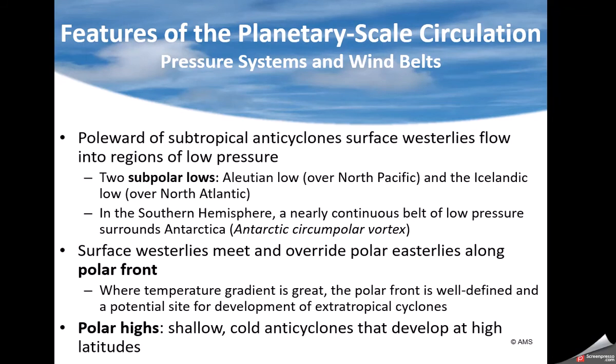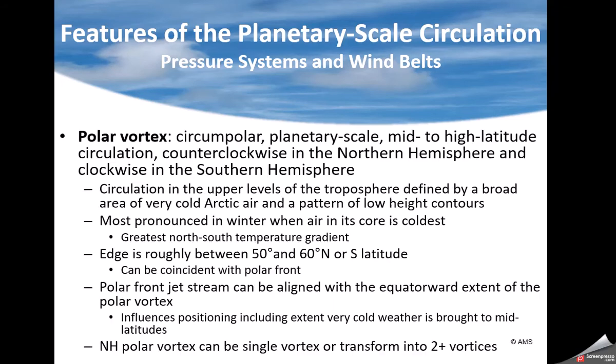Poleward, you have more subpolar lows right around the Arctic, and you have a lot more fronts. You might also have very strong polar highs, some of them very cold, very deep, very powerful. We also have in the wintertime a polar vortex. In the Northern Hemisphere, it gets strongest in the winter. In the Southern Hemisphere, it's strongest in their winter, our summer.